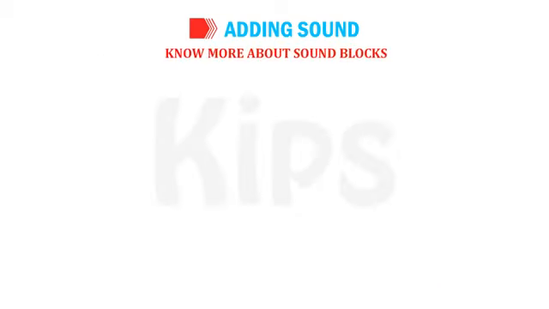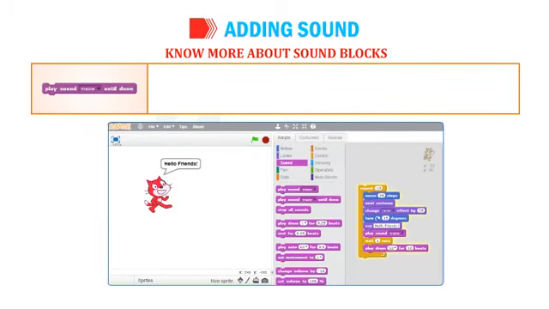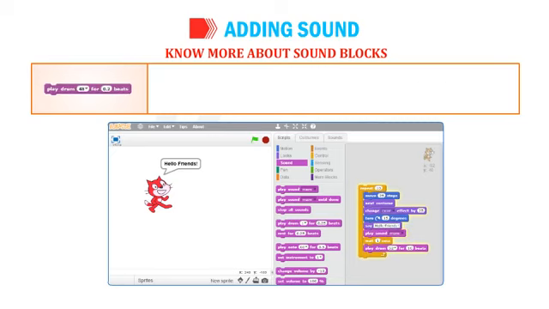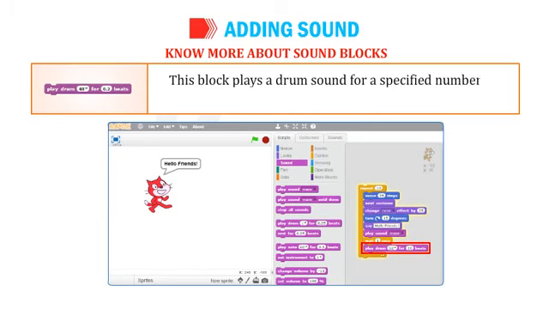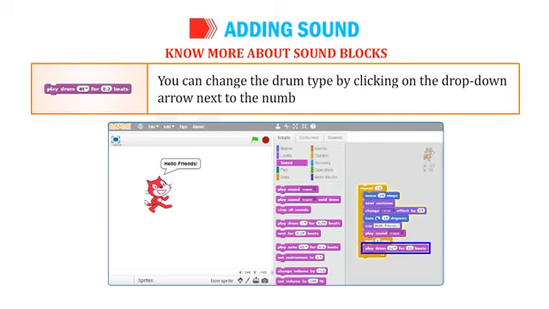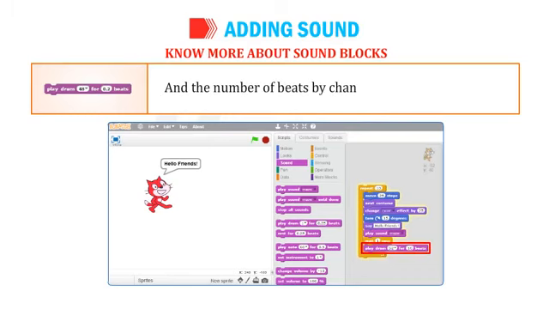Students, know more about sound blocks. Play sound meow until done. This block will play the specified sound in the blank box. The script will pause until the sound has finished playing. Play drum 48 for 0.2 beats. This block plays a drum sound for a specified number of beats. You can change the drum type by clicking on the drop-down arrow next to the number and the number of beats by changing the value in the box.